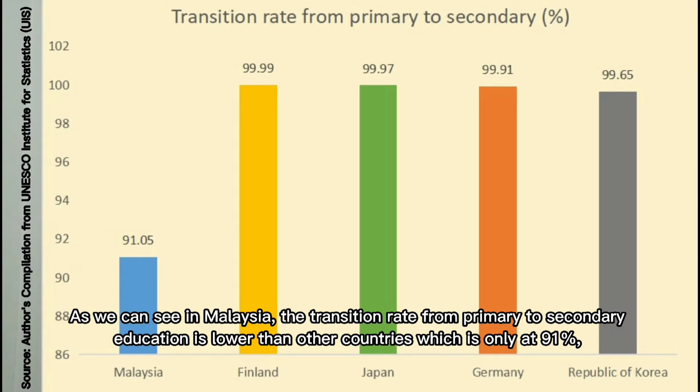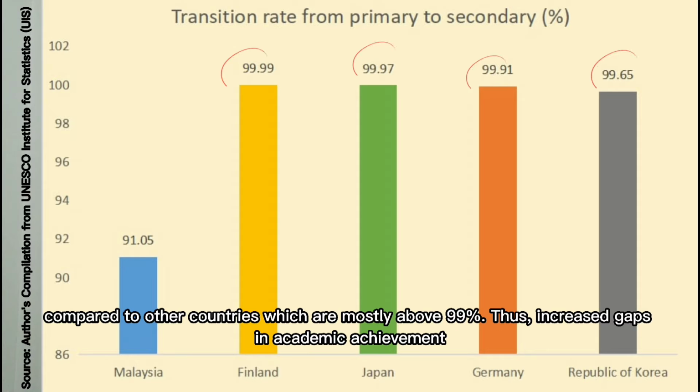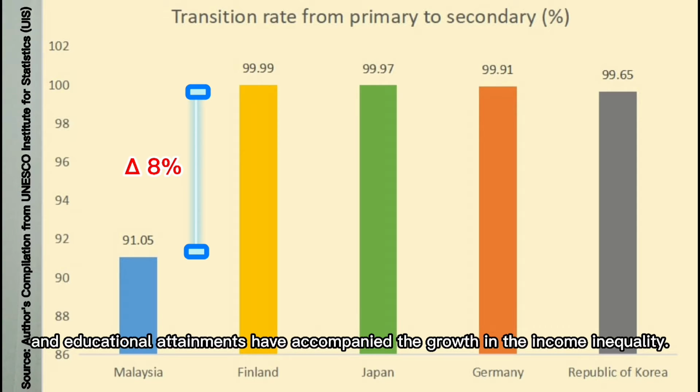As you can see in Malaysia, the transition rate from primary to secondary education is lower than other countries, which is at only 91% compared to other countries which are mostly above 99%. Thus, increased gaps in academic achievement and educational attainments have accompanied the growth in the income inequality.